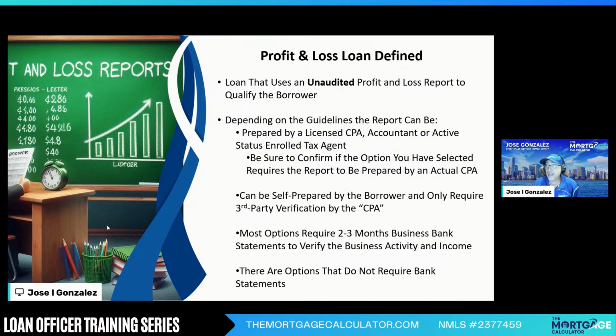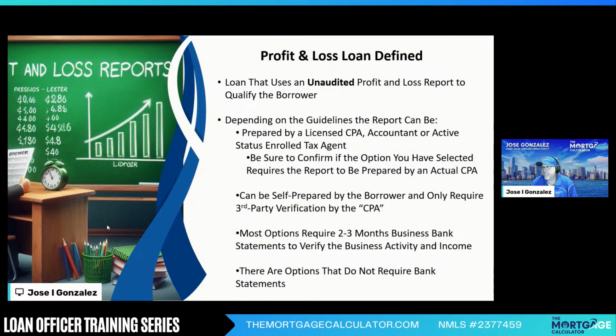Depending on the guidelines you're reviewing for the option chosen, as previously stated, the P&L can be prepared by a licensed CPA, an accountant, or an active status enrolled tax agent that has a PTIN, their tax preparer identification number. Again, be sure to confirm if the option you have selected actually requires a report to be completed by a CPA.